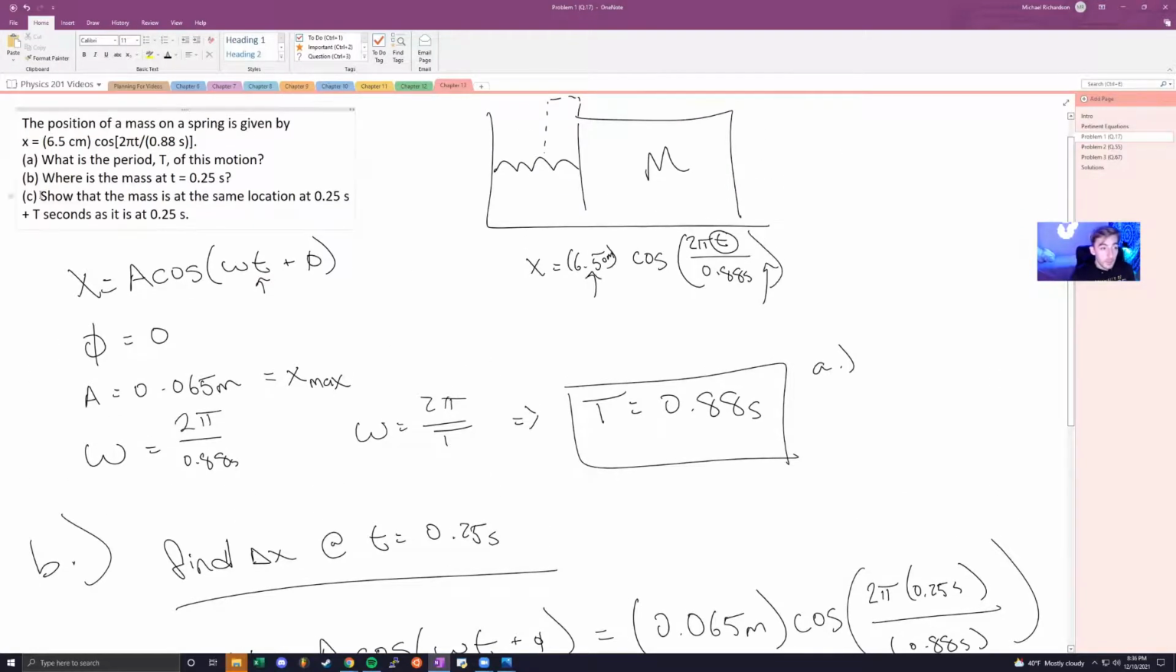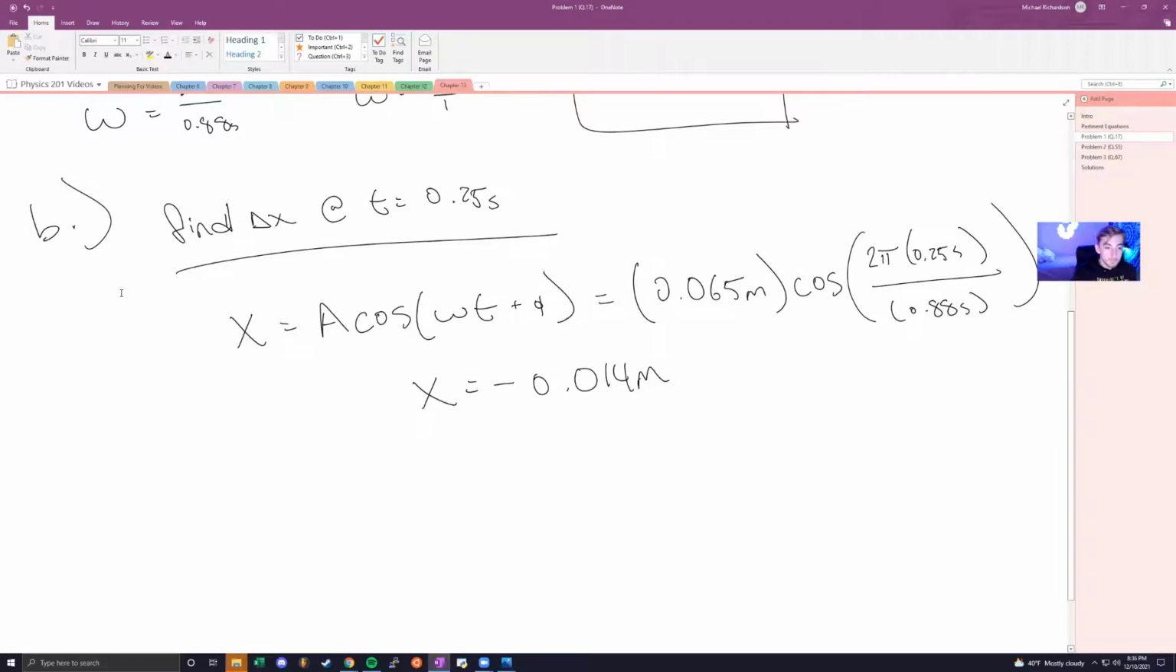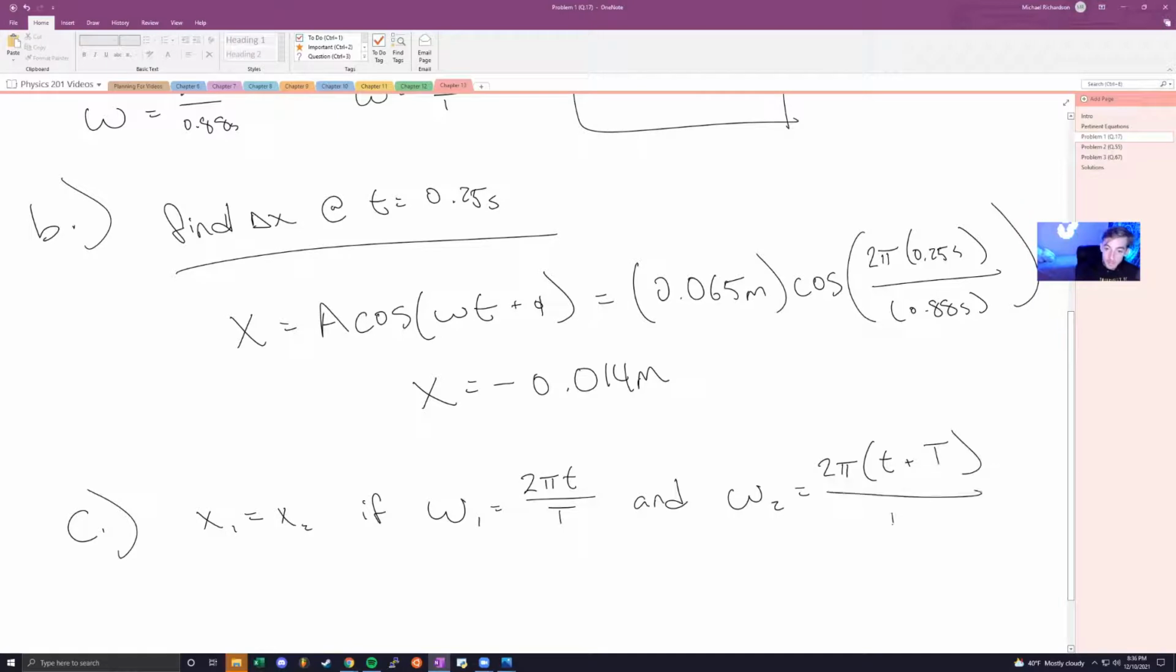So for part C, what we want to do is show that the mass is at the same location 1 period later. So we want to essentially prove that x1 is equal to x2, if omega 1 is equal to 2 pi t divided by T, or a period rather, and omega 2 is equal to the same thing, just a period later. So this is going to be 2 pi times our time plus a period, divided by our period. We already know that x1 is equal to negative 0.014 meters. That's what we solved for in part B.